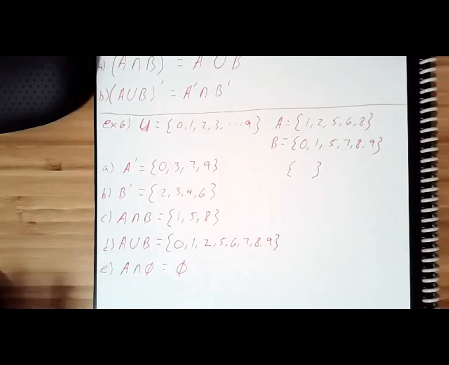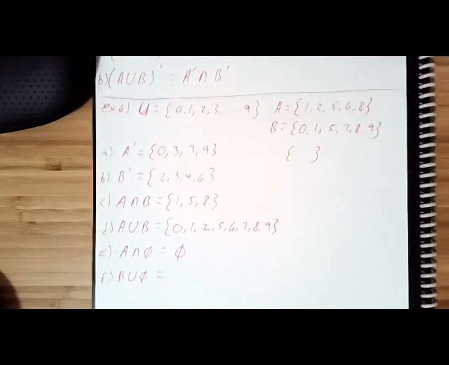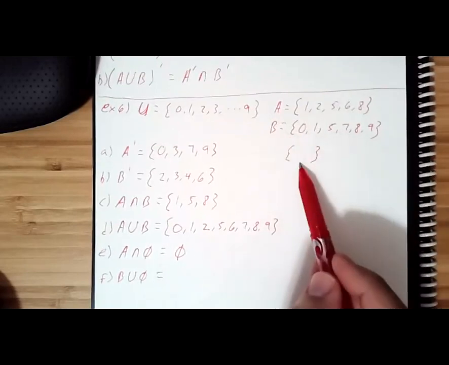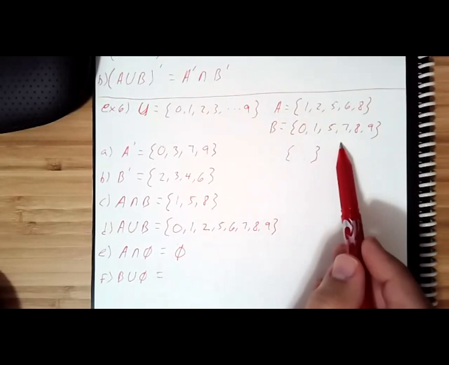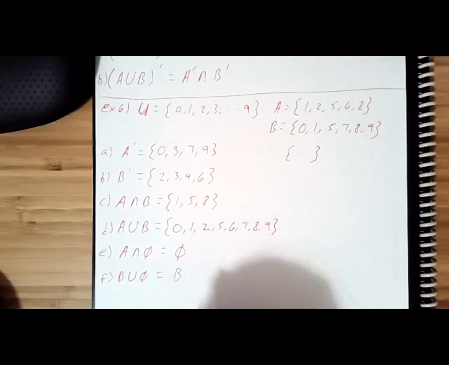Now, do it the other way. What if we said B union empty? So if I combine the B with something that is empty, do I add anything to the B? No, right? It's like I'm adding 0, so the B doesn't change, does it? It's still equal to B. So you would put B. So whenever you union with the empty set, you get the same set back.